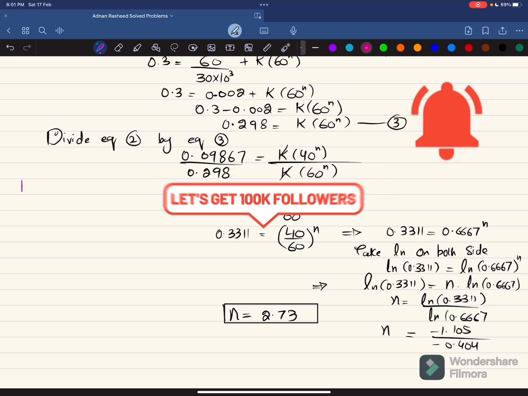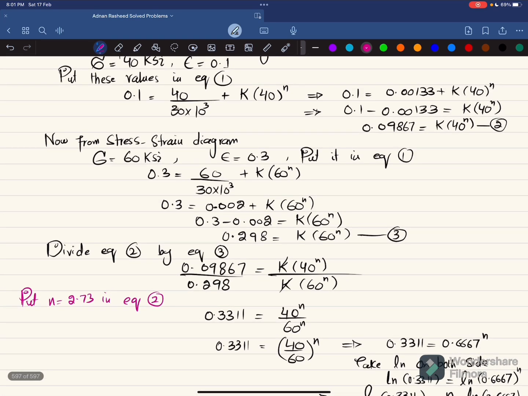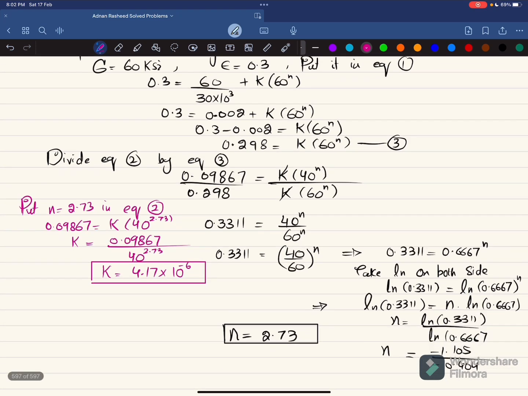Now what we will do is put N equal to 2.73 in any equation, either equation 2 or 3. So here I am going to put it in equation 2. So equation 2 is this one. So you will get 0.09867 = K into 40^2.73. And K will be equal to 0.09867 divided by 40^2.73. And when you solve it, you will get K equal to 4.17 into 10 raised to the power minus 6. Clear? So these are the values of N and K.